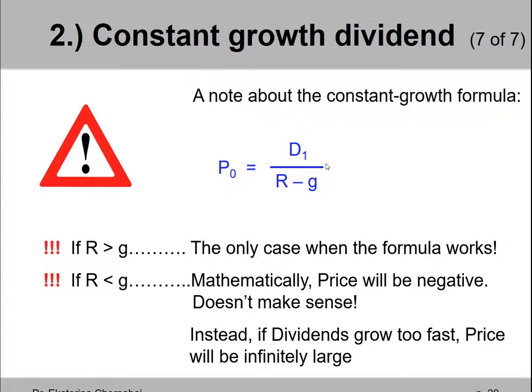Instead, the right way to think about what the price would be if the dividends grow at a faster rate than they get discounted is that if dividends grow too fast, the price will be infinitely large. So actually, there would never be a negative price, even though the formula would make it look like it. The price will be infinitely large.